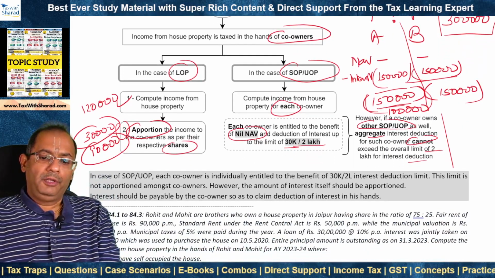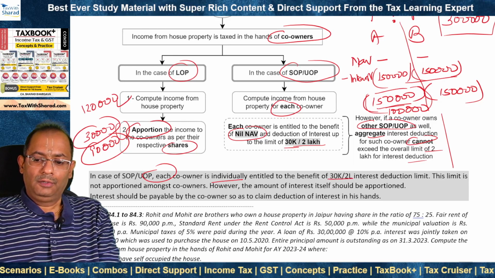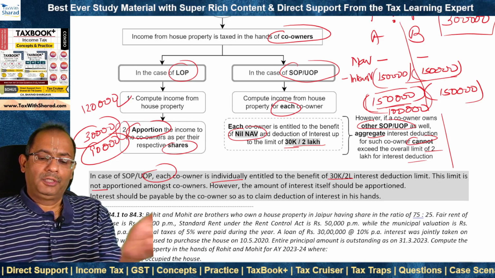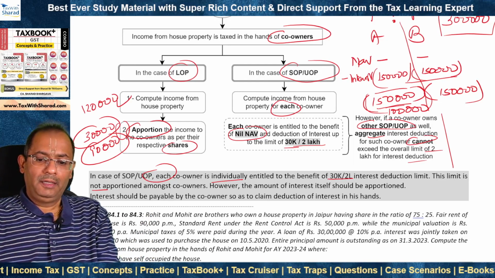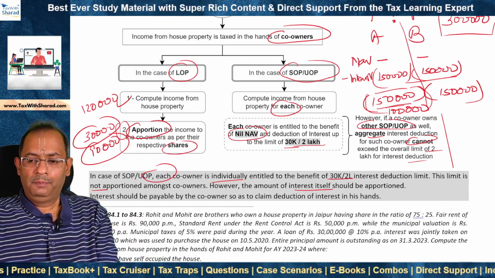In case of SOP, UOP, each co-owner is individually entitled to the benefit of 30,000 2 lakh interest deduction limit, and this limit is not apportioned amongst the co-owners. They are individually entitled to this limit. However, the amount of interest itself should be apportioned.